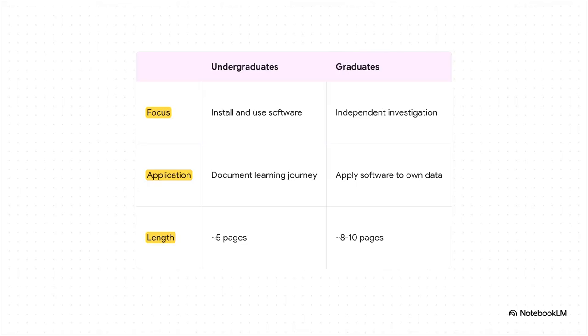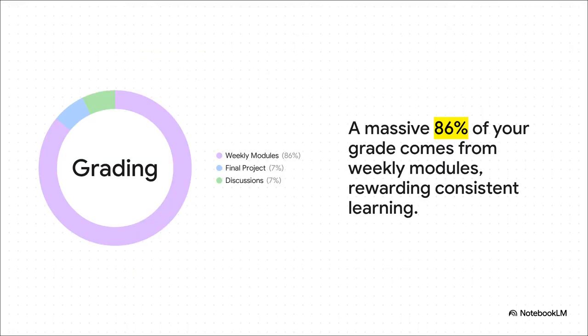The course also does something really smart. It tailors the project expectations depending on where you are in your academic journey. For undergrads, the main focus is on mastering a new piece of software and just reporting on that process. For grad students, the bar is a bit higher. You're expected to do more independent investigation and actually apply these tools to real research data, either your own or from a public database. So, what about grades?